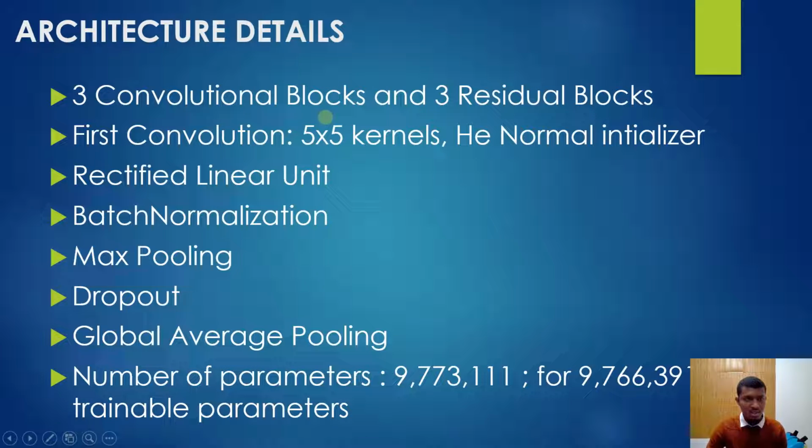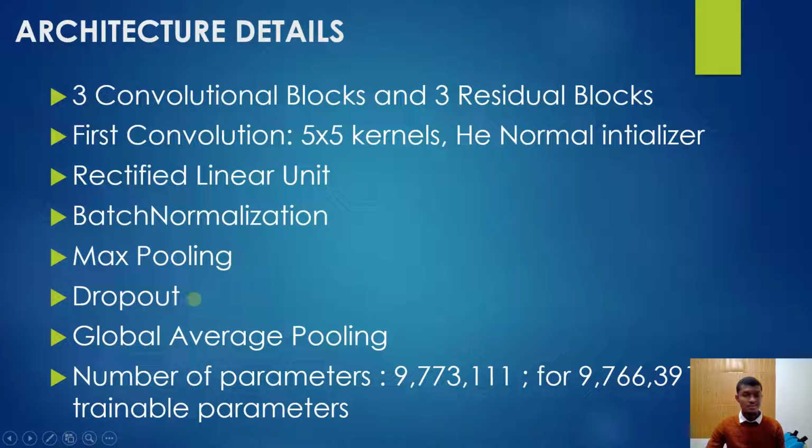So the details of this architecture are: we have 3 convolutional blocks and 2 residual blocks, as I showed you before. We have a first convolution with 5 by 5 kernels so that we are able to capture a lot of features at the beginning, and the initializer used is He normal. A rectified linear unit is used to have a nonlinear output. A batch normalization layer is used to centralize the gradient during the backpropagation, and we have a max pooling layer that will downsample the feature map.